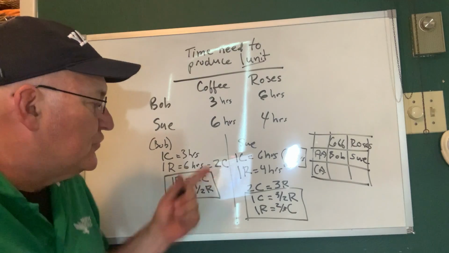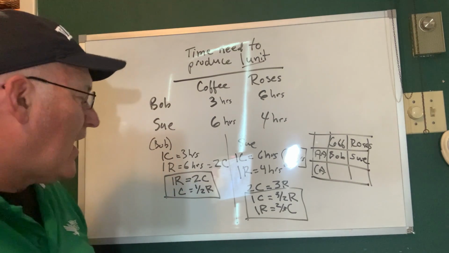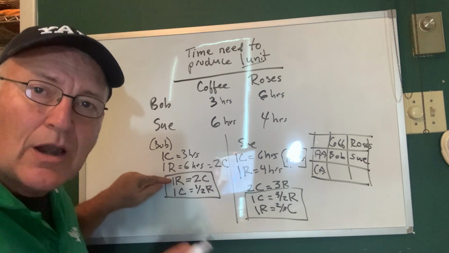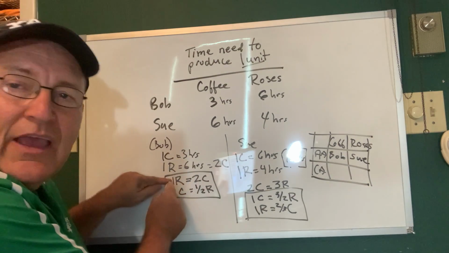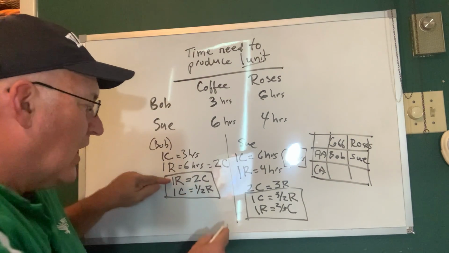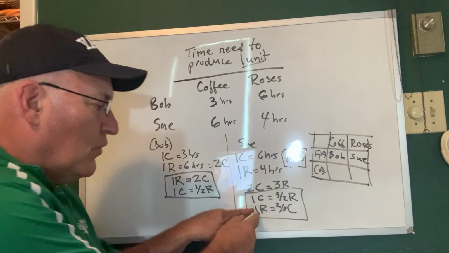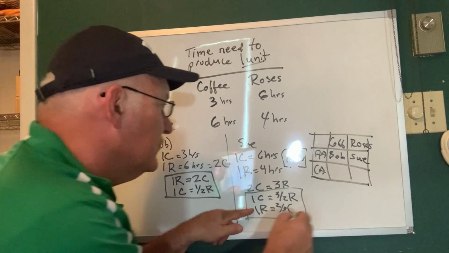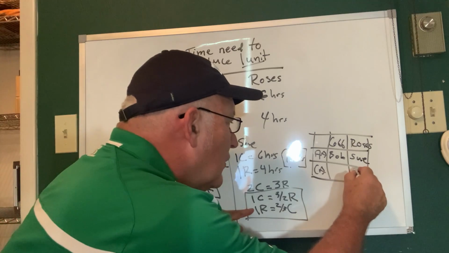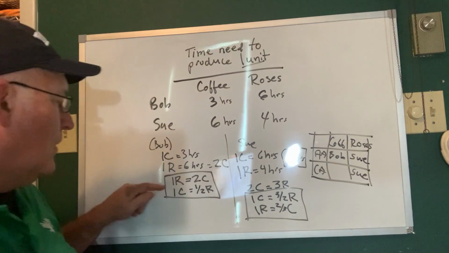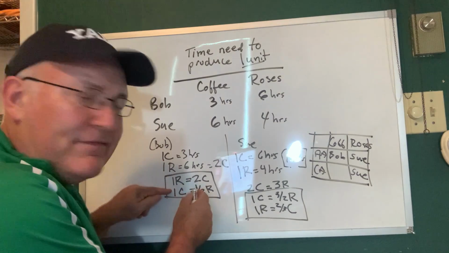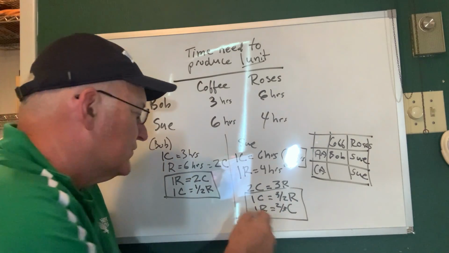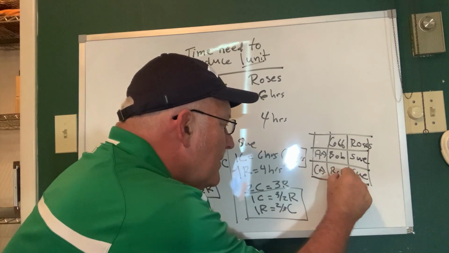is Sue's opportunity cost. Now let's look at roses. Who has the comparative advantage, the lowest opportunity cost? Bob, to gain 1 unit of rose, has to give up 2 coffees, but Sue, to gain 1, only has to give up 2/3 of a unit. So it's got to be Sue with roses. What about coffee? Bob only has to give up half a rose to gain a coffee. Sue has to give up more than 1.5 roses. So for coffee, it's going to be Bob.